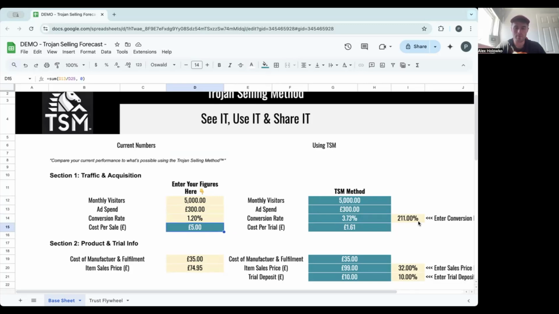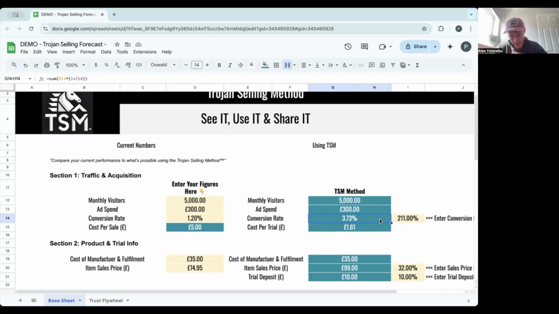Now, with Trojan, when we implement a Trojan offer, our conversion rate does increase because think about it, guys, we're making a better offer for those visitors, right? So let's assume nothing changed in terms of monthly visitors, nothing changes in terms of ad spend, right? But with a conversion rate increase, our conversion rate does actually increase.